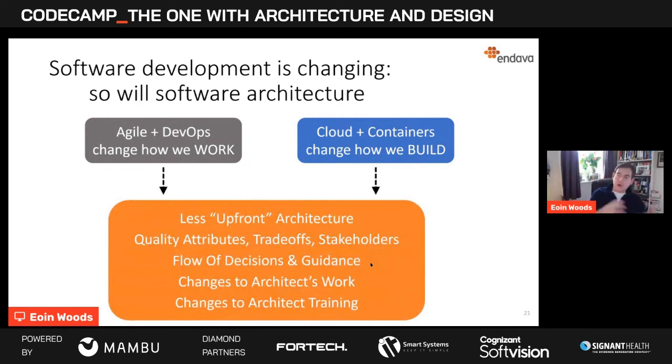The result of these two things colliding together is that, as architects, or as people trying to do architecture work today, there's a lot less upfront architecture. Or rather, if you do a lot of upfront architecture, my hypothesis, and I think my experience, is that it's going to be of less value. Quality attributes, trade-offs, and stakeholders, however, have not gone away. We still have really demanding and awkward stakeholders who need looking after and need to understand the relationship between their needs. We still need to trade off between technical decisions and stakeholder needs. We still need to meet quality attributes.